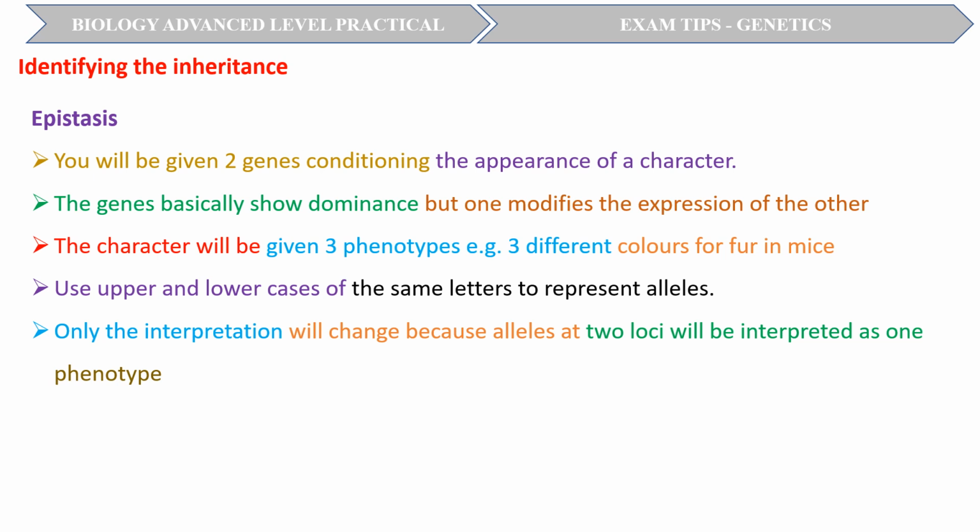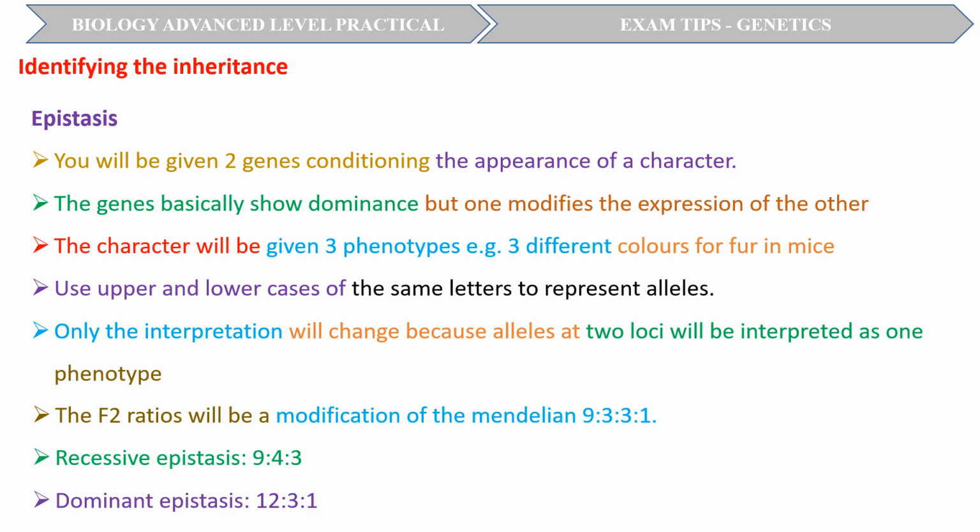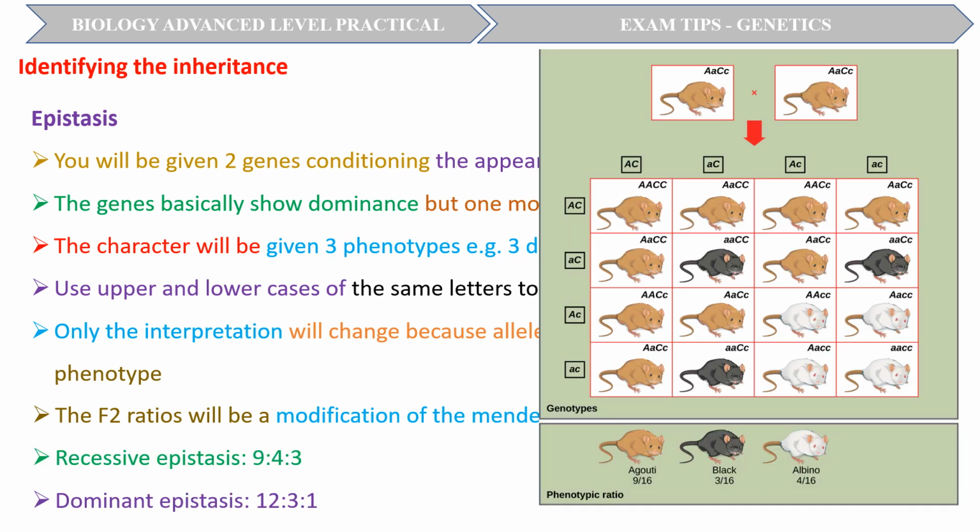To identify that a question is epistasis, the F2 ratios will be a modification of the Mendelian dihybrid 9 is to 3 is to 3 is to 1, that is, the ratios sum up to 16. For example, in recessive epistasis, such as the inheritance of fur color in mice, the ratio is 9 is to 3 is to 4.